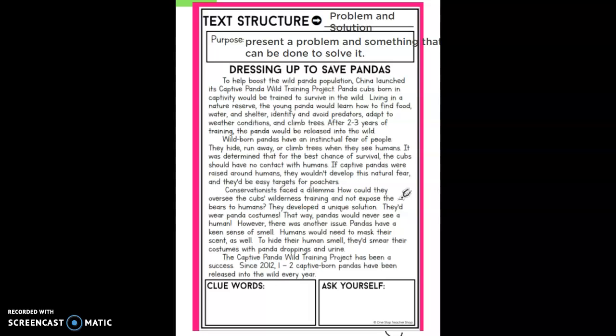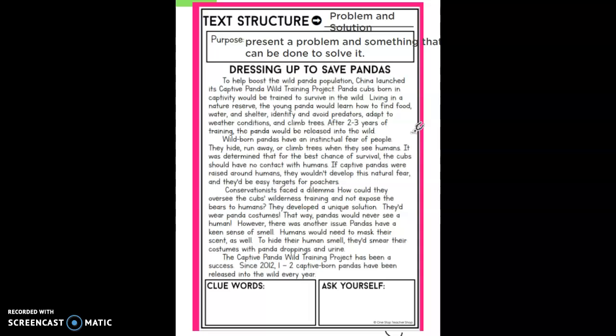Dressing up to save pandas. To help boost the wild panda population, China launched its Captive Panda Wild Training Project. Panda cubs born in captivity would be trained to survive in the wild. So as I'm reading through this, I'm going to be thinking about what the problem is. Living in a nature reserve, the young panda would learn how to find food, water, and shelter, identify and avoid predators, adapt to weather conditions, and climb trees. After 2 to 3 years of training, the panda would be released into the wild.